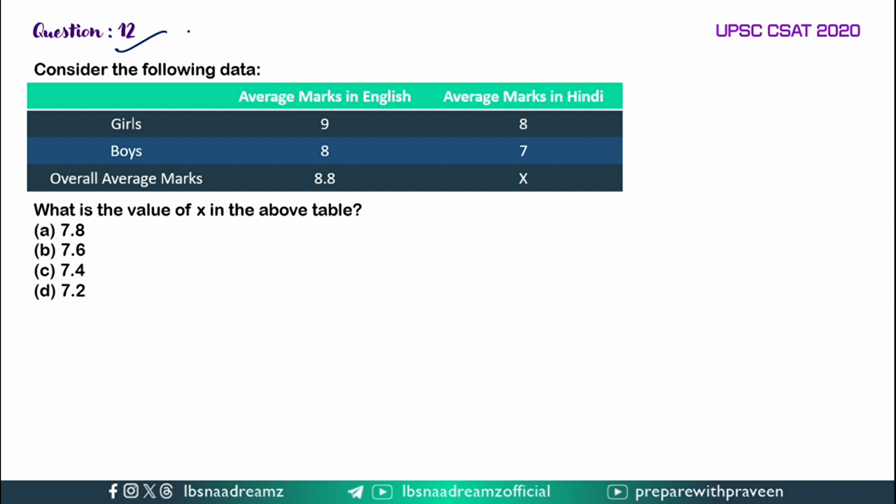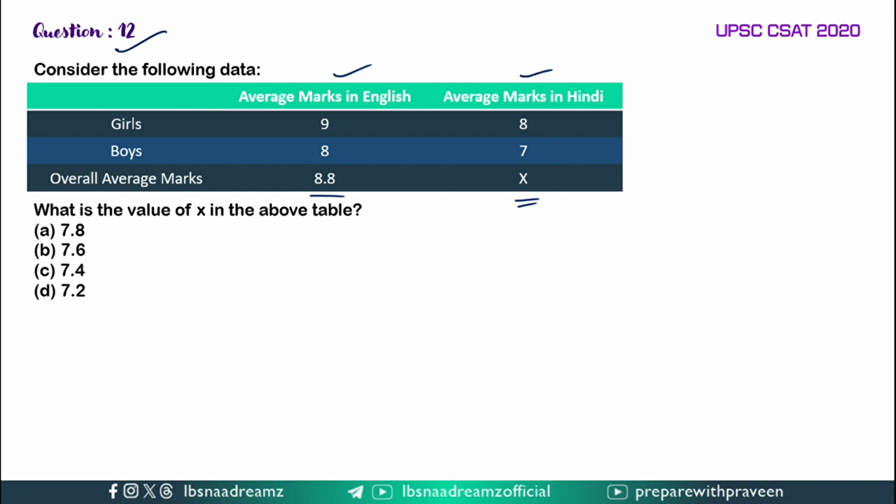Question 12. See, this question is a difficult question. So they have given average marks in English and average marks in Hindi of boys and girls. And then they have given overall average marks in English, and they are asking you to find the value of X, that is overall average marks in Hindi of boys and girls. To find the total marks, we need the number of boys and girls, right? But here they have not given the number of boys and girls.